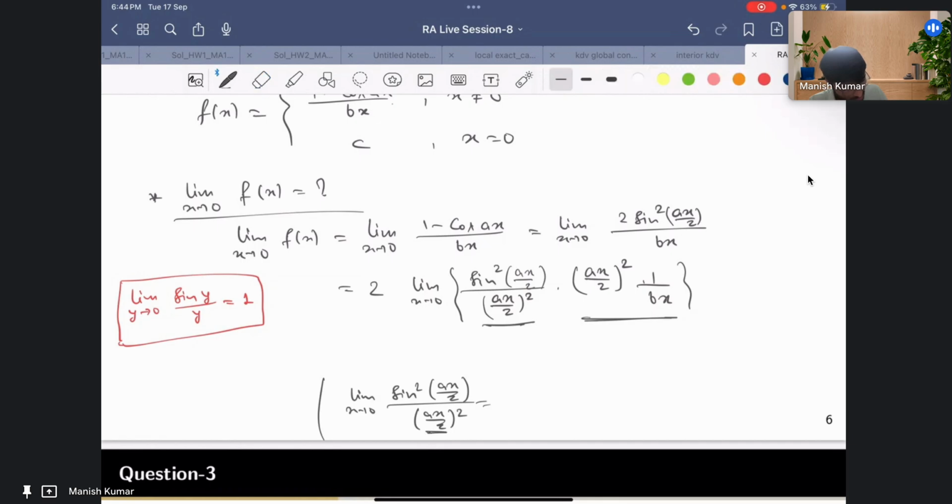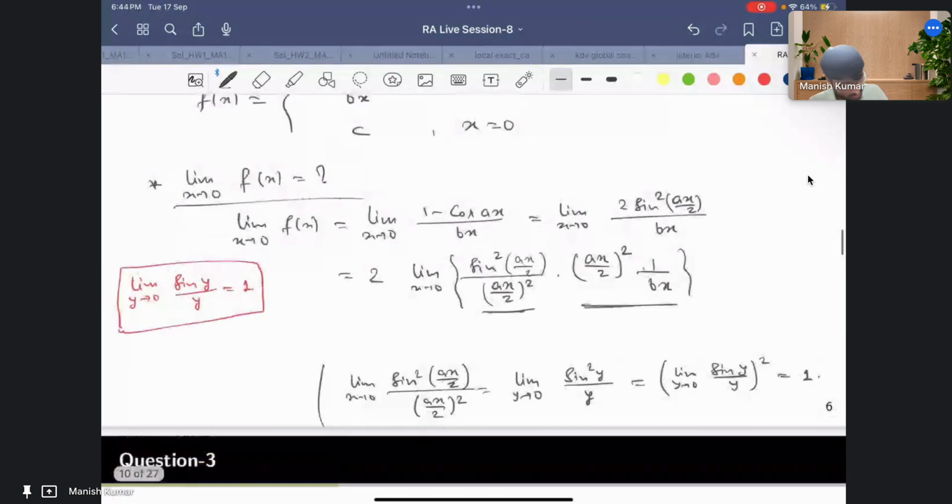Now I am writing this as y, a new variable. As x goes to 0, y will also go to 0 because y is equal to ax by 2. So this is limit of sine square y upon y square, which is nothing but limit y going to 0 of sine y upon y, whole square, by the product rule of limits. This is 1, so this is 1 square.